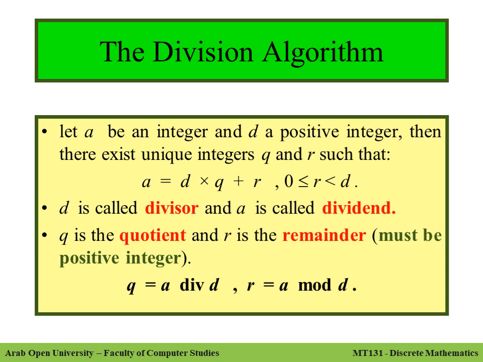We use short statements to describe the quotient and the remainder because these will be used later in the application. For the quotient q, we refer to it as a div d. What that means is q is the quotient that you get when a is divided by d. The remainder r is referred to as a mod d. So r is the remainder you get when you divide a by d. A div d refers to the quotient, a mod d refers to the remainder.